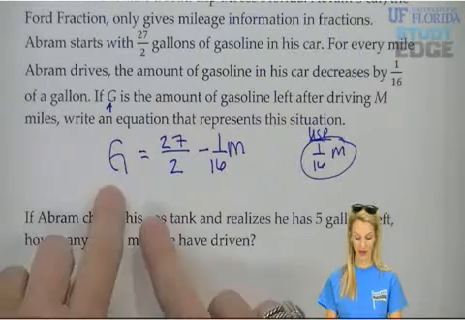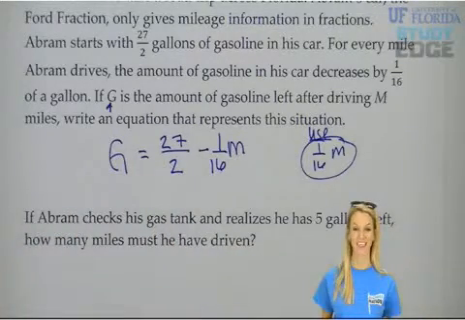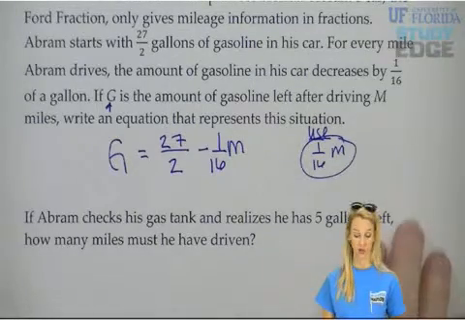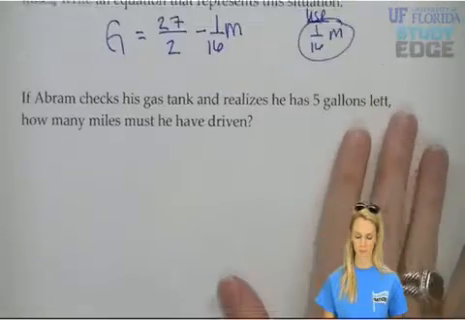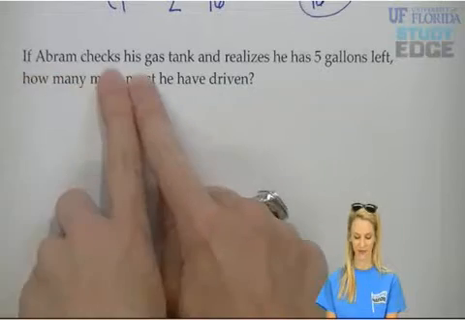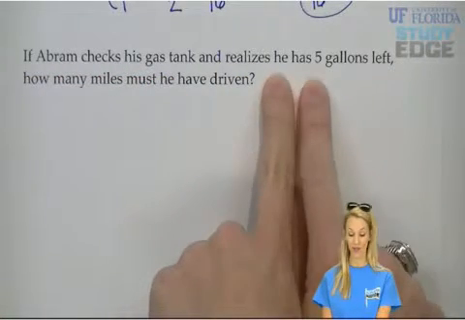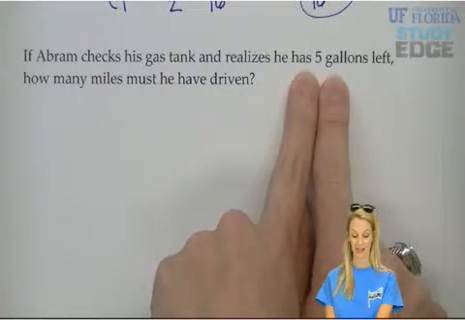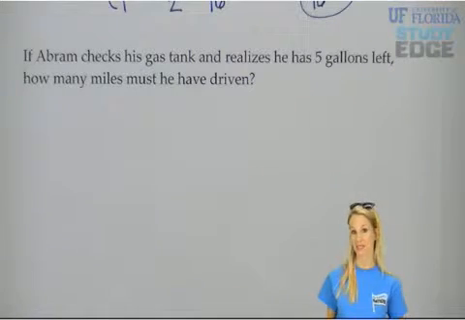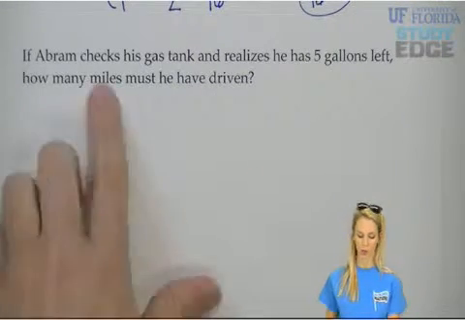We've got our equation representing G, the amount of gas left in the tank after driving a certain number of miles. All right, let's look at our next question. It says, if Abram checks his gas tank and realizes that he has 5 gallons left, how many miles must he have driven? What are we told here?